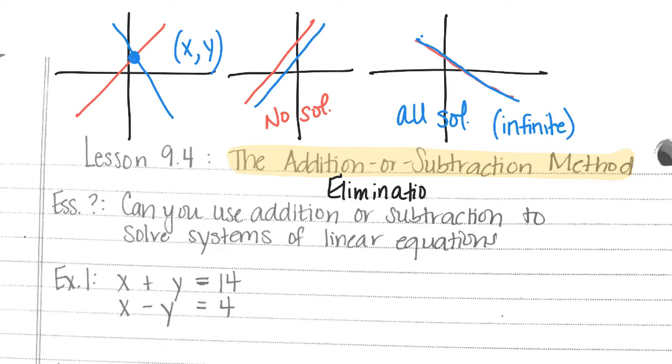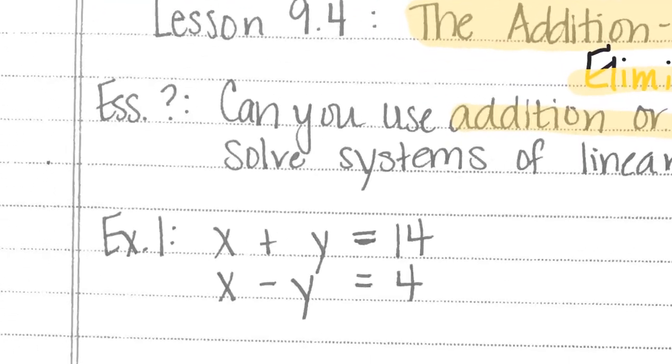Let's talk about what elimination means. Elimination means we're going to get rid of it. We're going to eliminate something. Our essential question is, can you use the addition or subtraction or the elimination method to solve systems of linear equations? So let's take a look. Example 1 is set up really nicely for us.